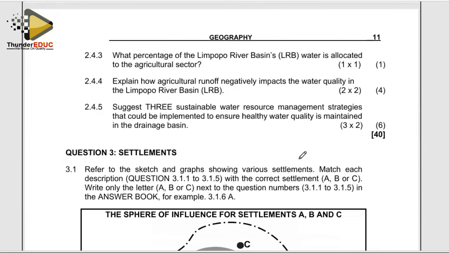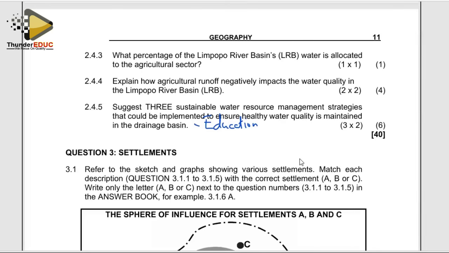Suggest 3 sustainable water resource management strategies that could be implemented to ensure healthy water quality is maintained in the drainage basin. Right, that one there is a question that requires you to openly think of sustainable and justifiable measures that can be put in place to try and improve the water quality in the basin. So we can look at strategies like education. We educate the people so that they take responsive action towards sustaining the quality of the water.